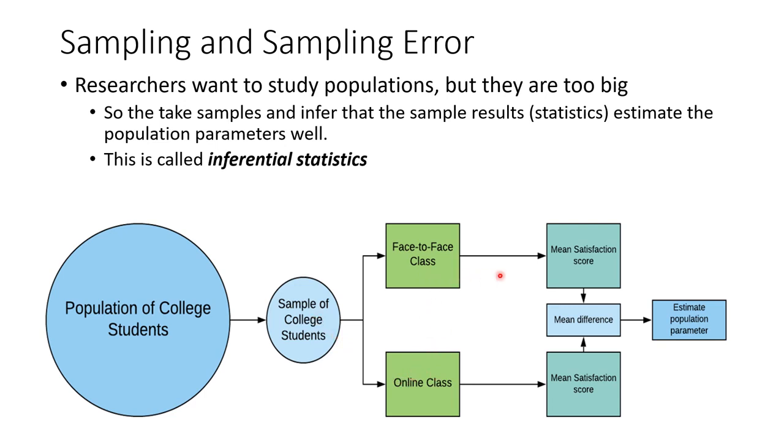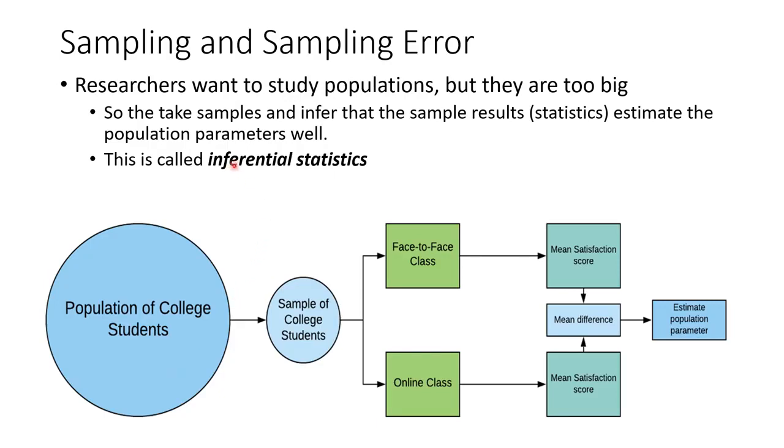After they experience the classes, they take a questionnaire, the dependent variable, and I get their mean satisfaction score for the face-to-face class. I get the other section's mean satisfaction score for the online class, and then I get their mean difference. This mean difference is called a statistic. And I use this statistic to estimate the population parameter. In other words, what the population would be like if half of it took a face-to-face class and half of it took an online class. What would be the difference in the satisfaction in the population between those two subsets? Again, if I did the study on the entire population.